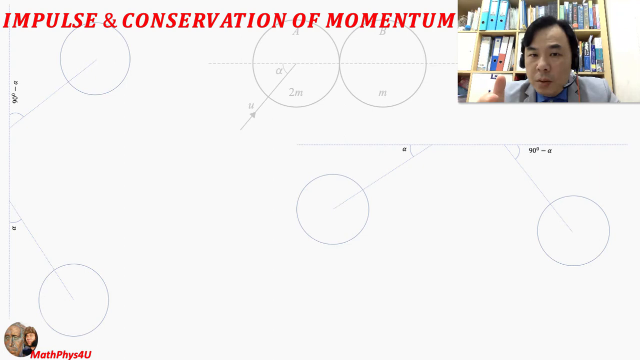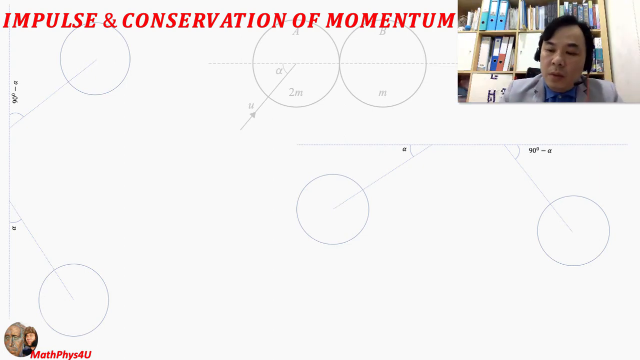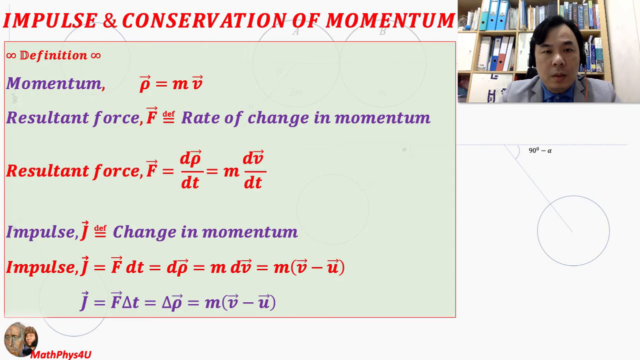Yeah, impulse. Here I'm going to show you impulse first before we visit what is conservation of momentum. Okay, impulse itself, definition. Momentum is a product of mass and velocity. Based on Newton's second law, we start to derive the impulse. Resultant force is defined as rate of change in momentum, can be written as dp/dt or m dv/dt in this case.